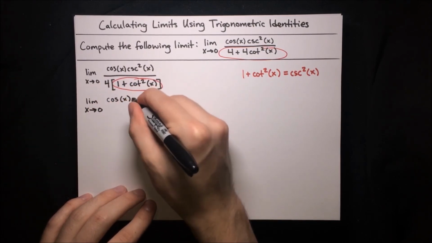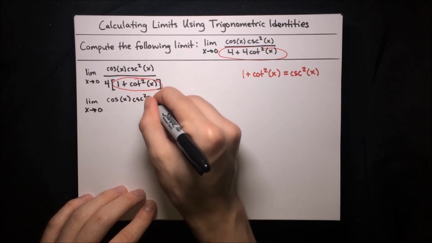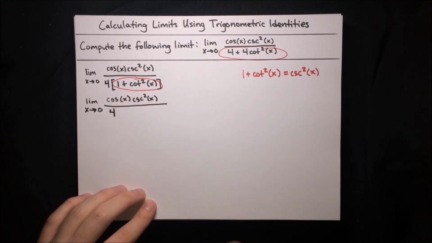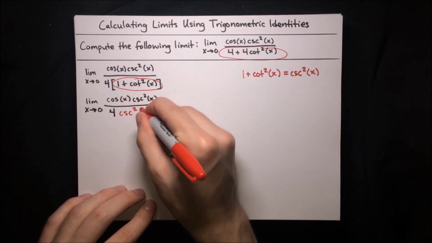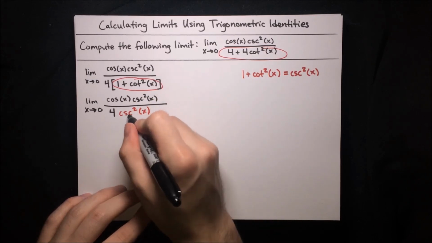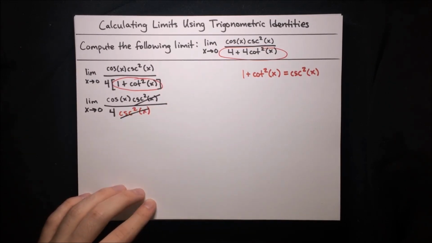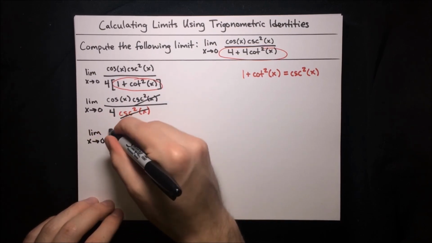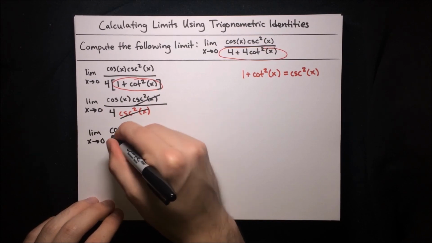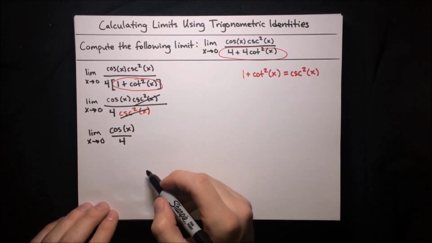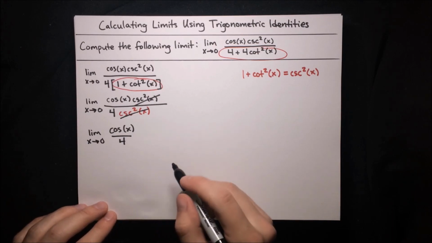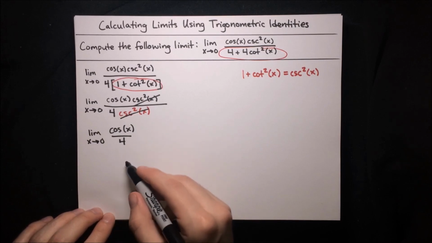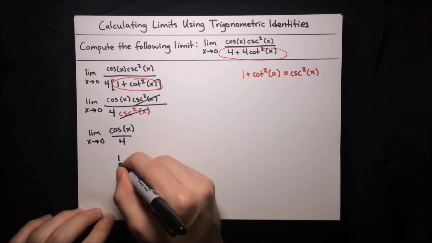So let's write down our limit again. Cosine x cosecant squared x in the numerator. And then in the denominator now, we have 4 times cosecant squared x. So cosecant squared cancels on bottom and on top. And what's left over in the limit is just limit as x approaches 0 of cosine x over 4. And hey, the cosecants are gone. There's just cosine, and cosine has no problem when we evaluate it at an input of 0. So let's just go ahead and plug that in. Cosine of 0 is just 1. So the limit comes out to 1/4.